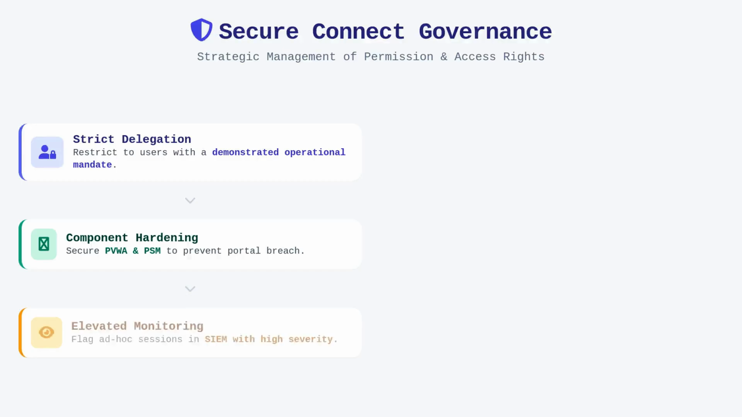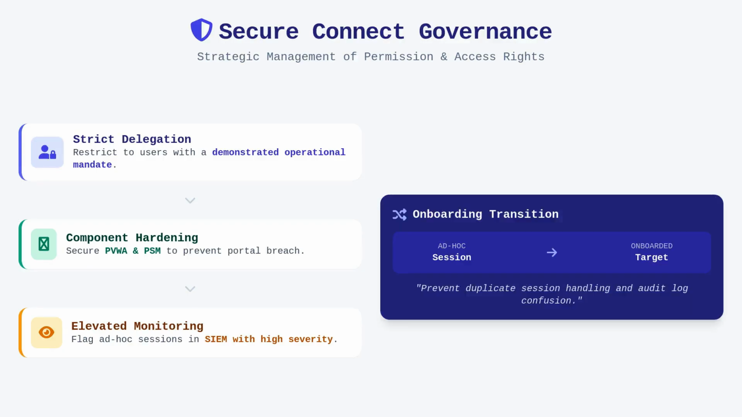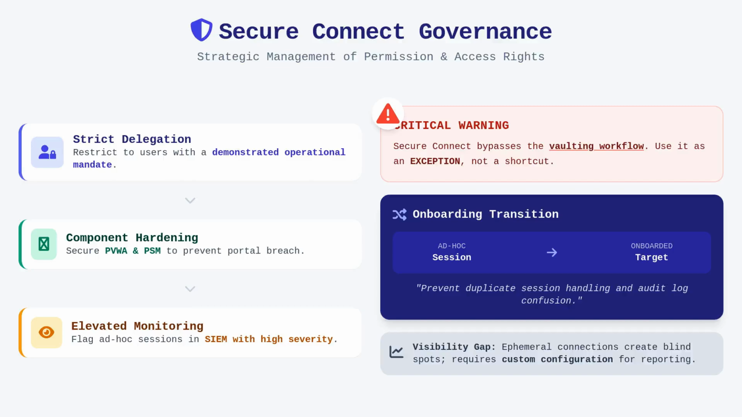the connection portal itself. It is also beneficial to implement a strict monitoring policy specifically for these ad hoc sessions, ensuring that they are flagged in your security information and event management system with a higher severity level. If a user connects to a target that is eventually onboarded, you must ensure that there is a clear transition path to prevent duplicate session handling or confusion in your audit logs. Use this feature as an exception to your standard operating procedures, not as a shortcut, because the ephemeral nature of these connections creates blind spots that your existing reporting tools might not automatically address without additional custom configuration.